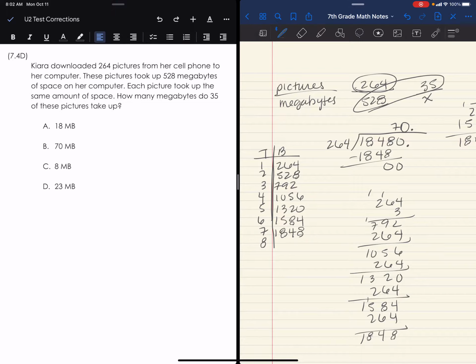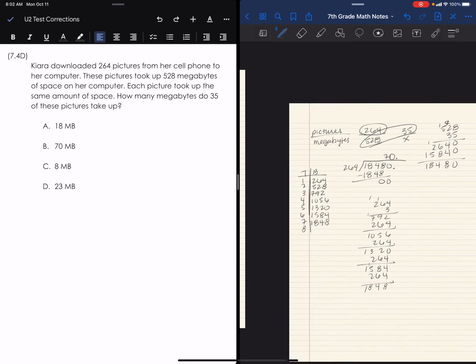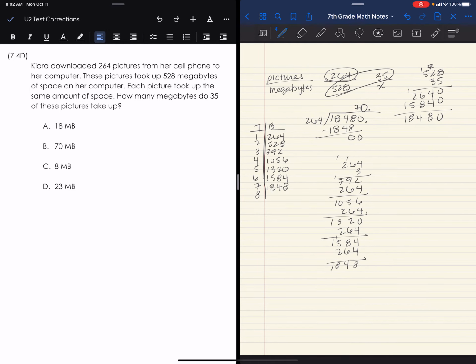So for 35 pictures, it takes up 70 megabytes. Your answer should have been B, 70 megabytes. And yes, this was a lot of work for one problem, but that's kind of what we expect.